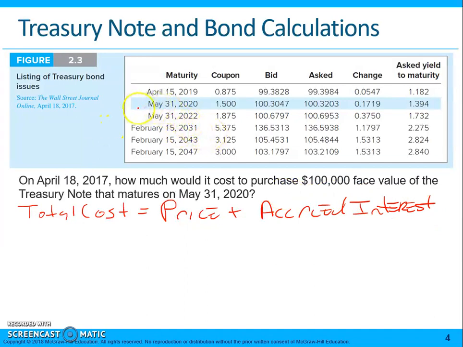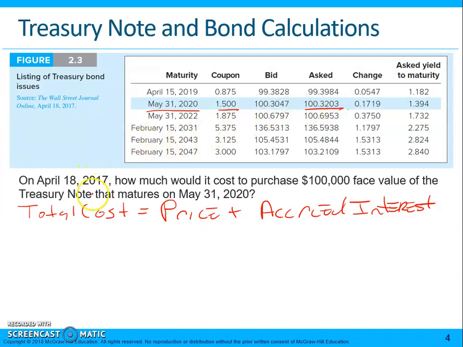So we're going to look at this May 31st of 2020 bond or note. We can't tell by looking at this. Again, we're looking at April 18th as our settlement date. So we've got a 1.5% coupon. And since we're purchasing it, we're looking at the ask price. That's the price at which the dealer is willing to sell it to us.